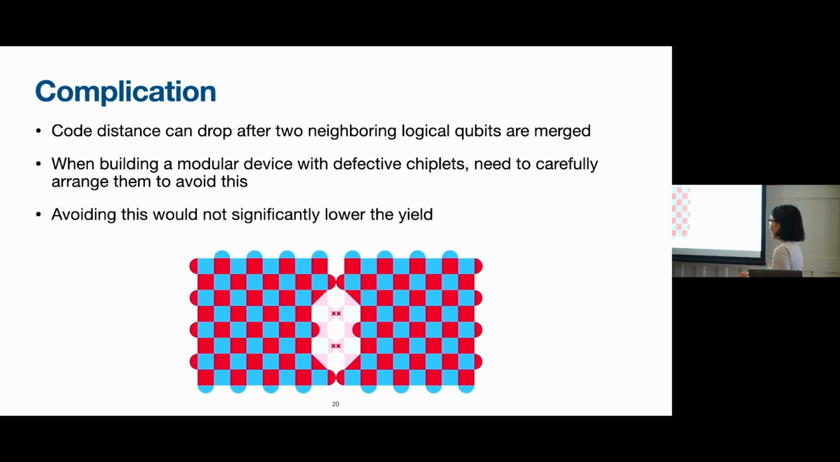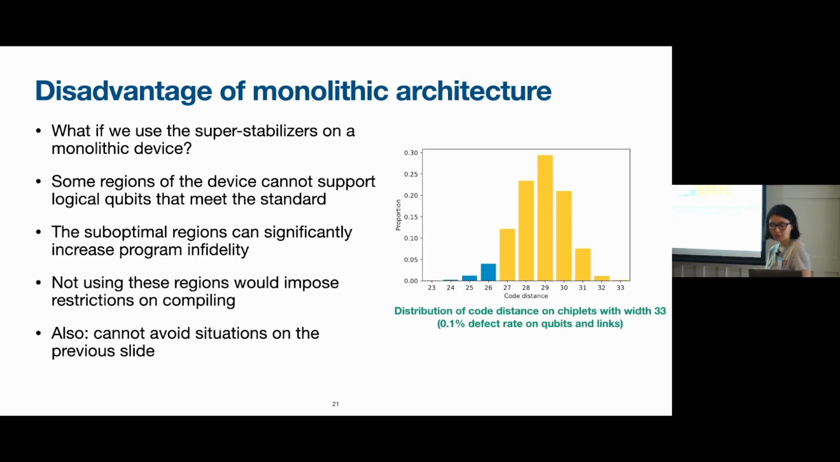So we ran some simulations to verify that avoiding this wouldn't significantly lower the yield. And we did this by placing some constraints on the boundary. Well, if we disallow any deformation on the boundary, or essentially any defects on the boundary, that does change the yield. But if we just make sure that the size of the deformation on the boundary wouldn't lower the code distance, then we found that the yield wouldn't change much.